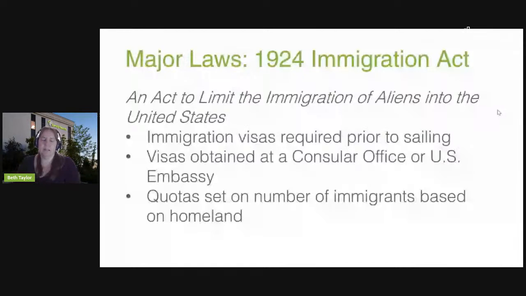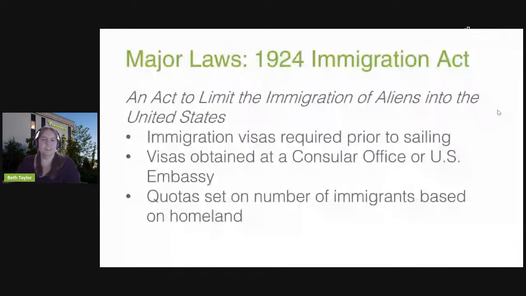And so by combining that, the requirement with getting the visa and the quota made it a little bit trickier to come to the US, especially if you were from some areas where the total number of immigrants from that country, the number allowed, was much smaller. And those quotas were actually set based on the population from that country in the 1890 census.